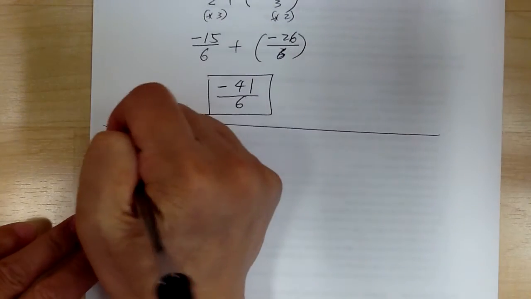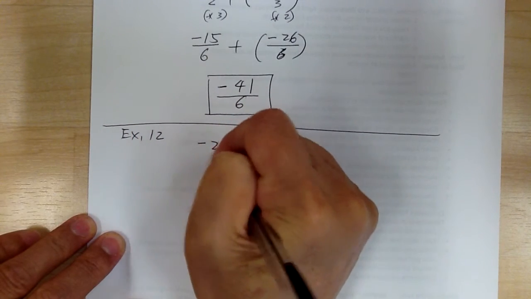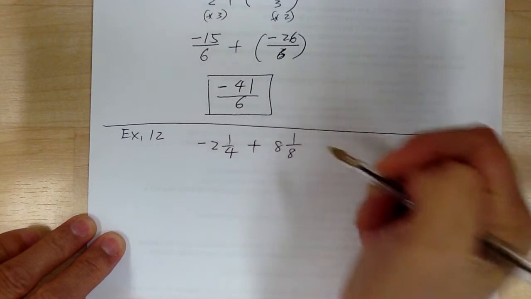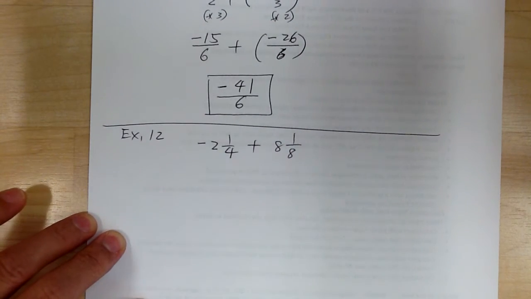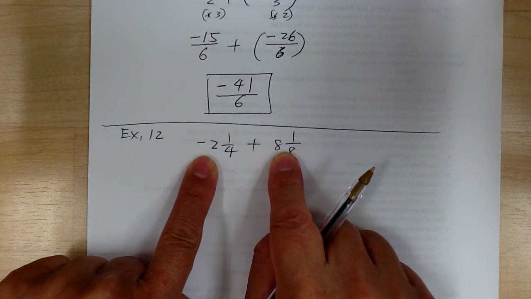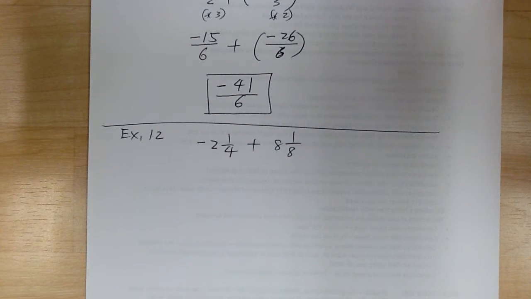Okay, let's go to example 12. You have negative 2 1/4 plus 8 1/8. Now, when you have mixed numbers, it's easier if you do a vertical method. Okay? So first, you can see these are different kind. Right? This is positive, this is negative. So they are different kind, different type. So you need to go and subtract the numbers.